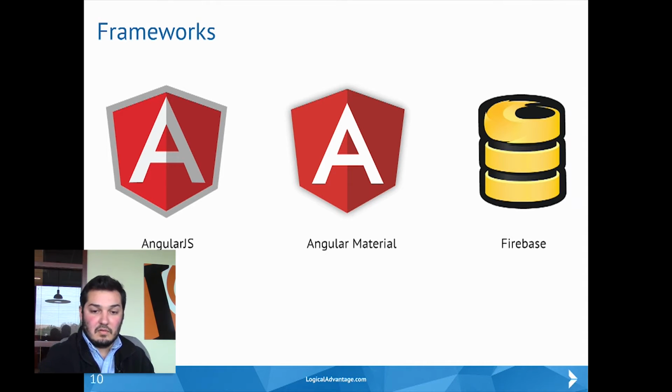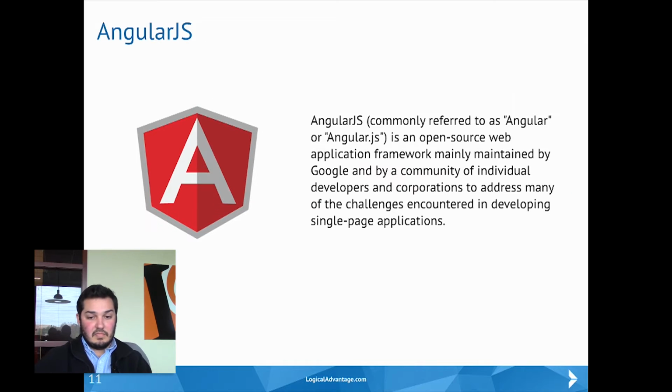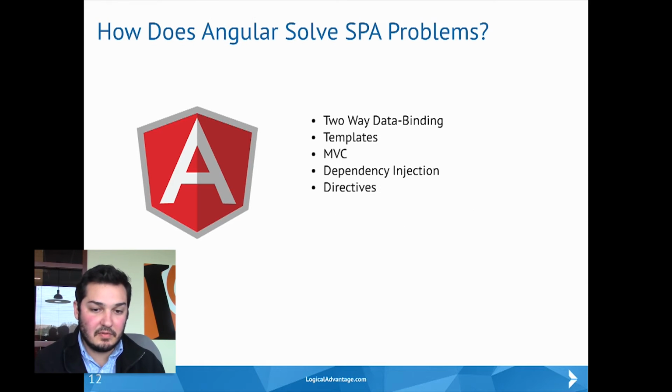So, Angular is an open source web application framework mainly maintained by Google and by a community of individual developers and corporations to address many of the challenges encountered in developing single page applications. So what does it actually do? How does it actually accomplish that? It has two-way data binding, templates, it's MVC, MVVM, it has dependency injection and directives.